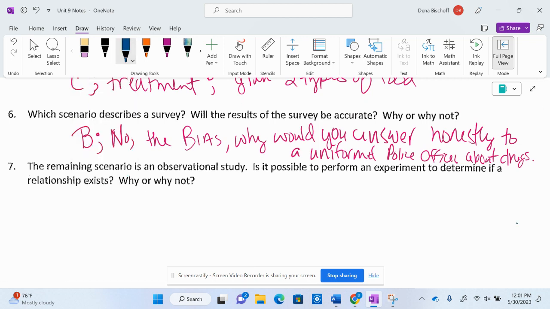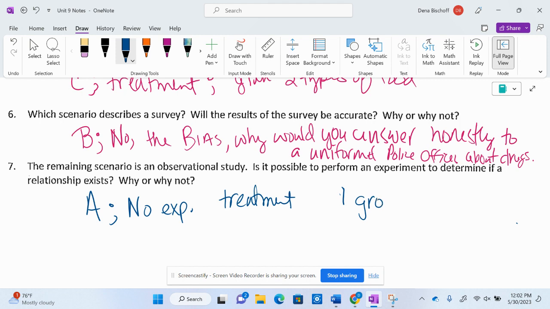Yeah, good job. Okay, the remaining scenario is an observational study. Is it possible to perform an experiment to determine if a relationship exists? Why or why not? So this is the remaining scenario A. We don't want to do an experiment. I'm going to put no to experiment because the treatments, that's the whole smoking during pregnancy. The treatment would be dividing groups, like you would have two groups.